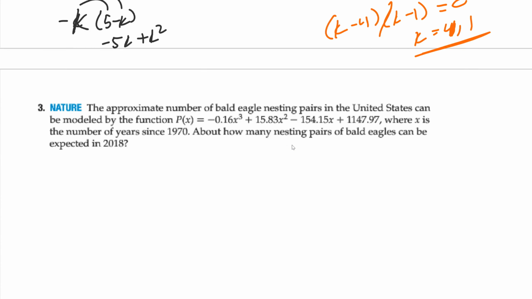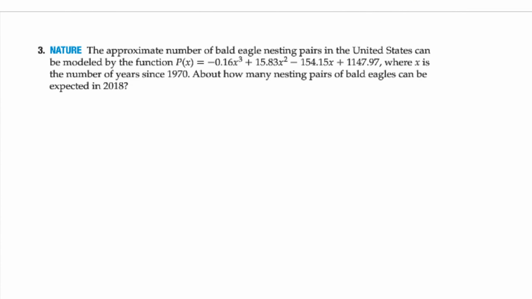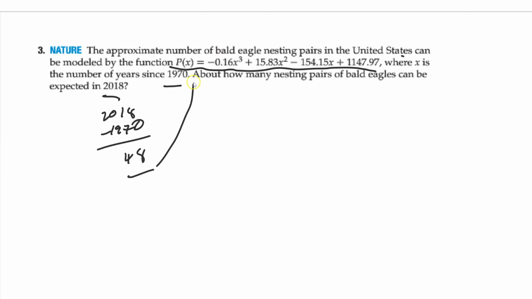Okay, one more problem. It was actually on top. We're not going to do this all the way. We're just going to talk about it. The approximate number of bald eagle nesting pairs in the United States can be modeled by this function. So here's the function of the number of bald eagle nesting pairs, where x is the number of years since 1970. About how many nesting pairs of bald eagles can we expect in 2018? Right? Well, the idea here is 2018 minus 1970. It's been 48 years. So we're going to plug 48 in. So it's P of 48.